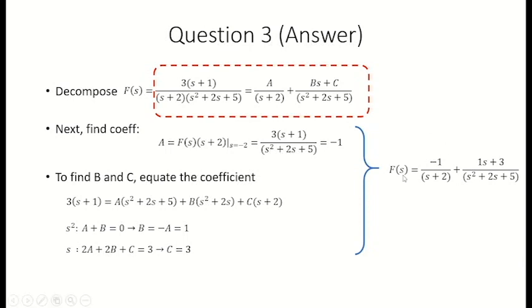So we already know this part here, right? It's similar to the one in equation 2. Now we have to deal with the part that has the denominator s squared plus 2s plus 5. This one. Alright, let's deal with this part.